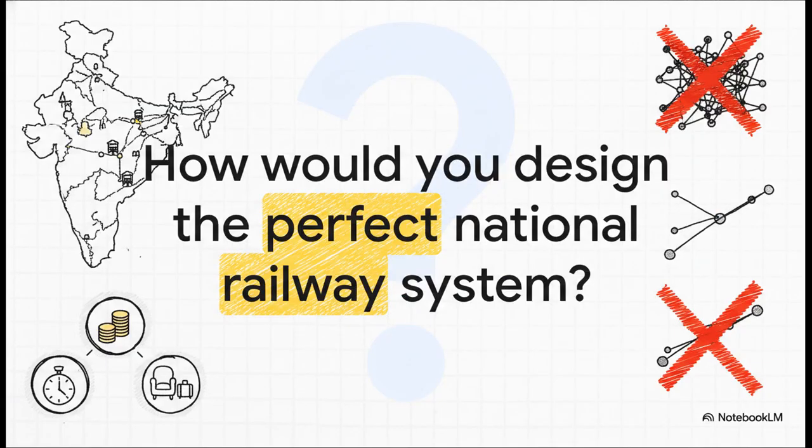So let's just kick things off with the exact same question the researchers asked. Imagine you've got a totally blank slate and you have to design a railway system from scratch. How would you connect thousands of towns and cities? I mean, it's a huge puzzle, right? You're constantly balancing speed against cost against convenience for the passengers. Let's look at two extreme ways you could do it, neither of which works at all.